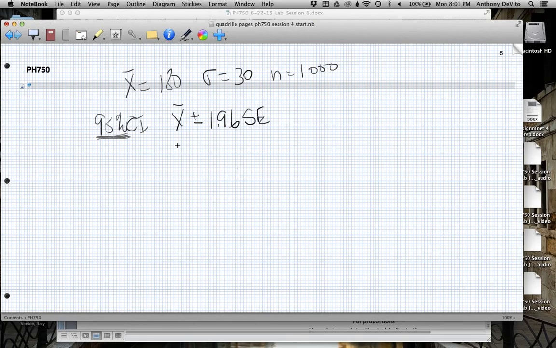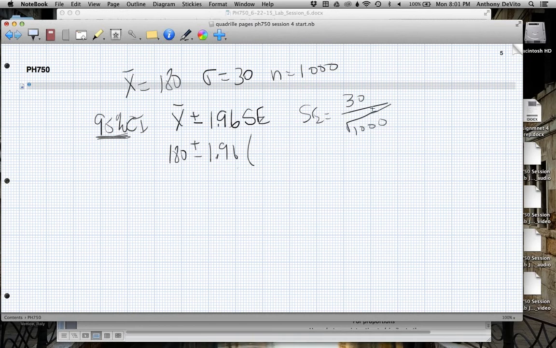Okay, so let's see. Let's take a look at this. So what's it going to be? It's 180 plus or minus our margin of error. Our margin of error is going to be equal to 1.96 because we're at 95% confidence interval times the standard error. Well, the standard error is equal to 30 divided by the square root of 1,000.